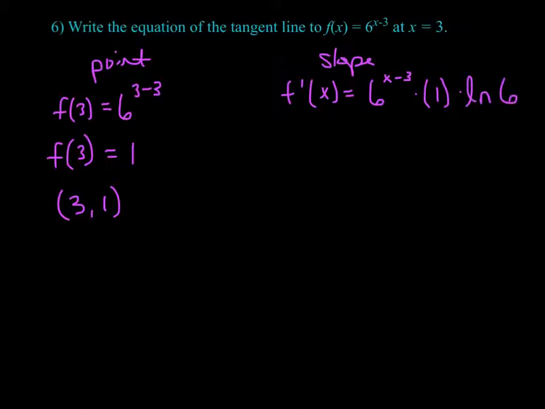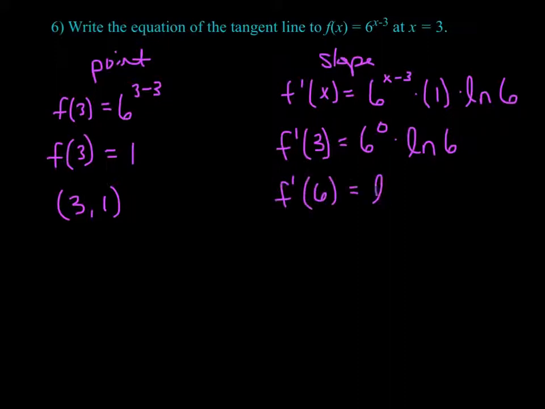And so if I take this and plug in my 3 to find the slope at 3, it'd be 6 to the 3 minus 3, which is 0, times natural log of 6. Well, that is just going to give me a slope of natural log of 6, because of course 6 to the 0 is 1. And so our slope is natural log of 6 and our point is (3, 1).